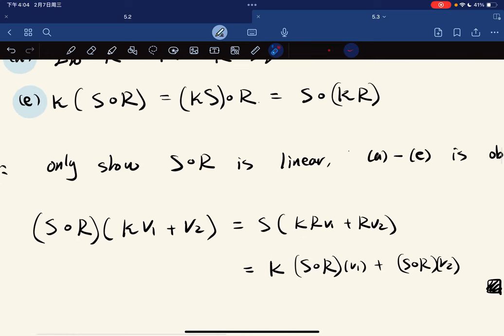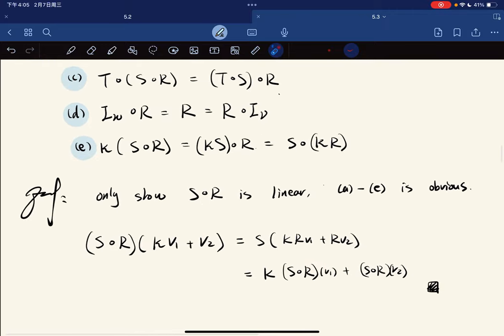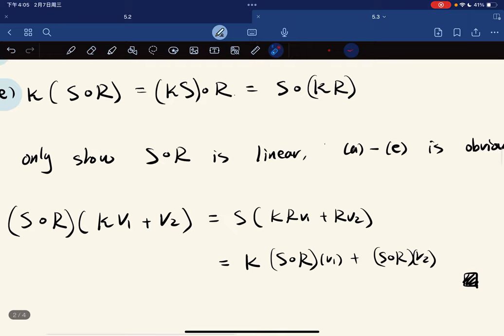So S of R of kappa V1 plus V2: we use the fact that R is linear, and each of them can be viewed as a single vector. Then we can just bring them out. We get kappa of S of R of V1 plus S of R of V2. It is linear, because we use the fact that R and S are both linear.